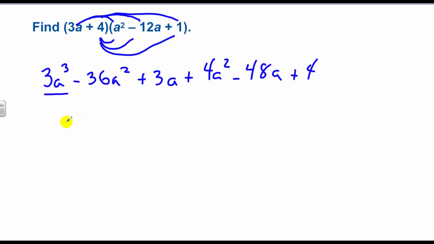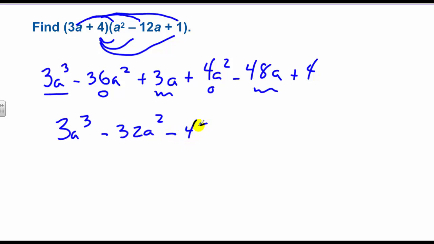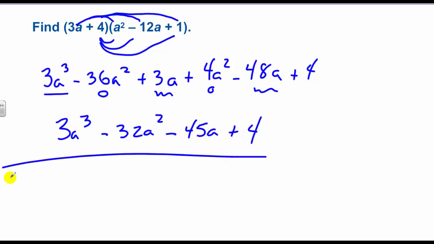There's no other cube term, so that's 3a cubed. Got a couple of squared terms. That gets me -32a squared. Couple of a terms. That's -45a, and a constant of 4.